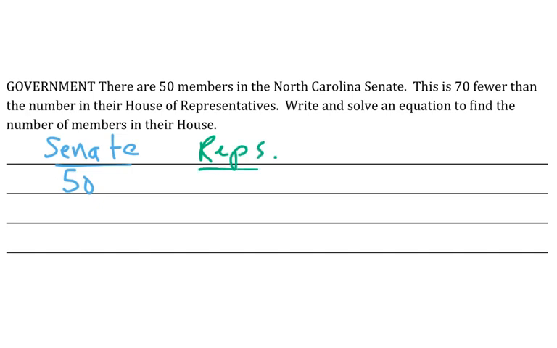we might be tempted to be like, this is 70 fewer. So let's be like, well, what if there were 70 fewer reps than there were in the Senate? Well, 50 minus 70 would be negative 20. So when I try to set it up that way, it kind of makes no sense. So let's see. This number right here, the 50 number, this is 70 fewer. So when we tag this, we'd have to say, well, 70 fewer than the reps.